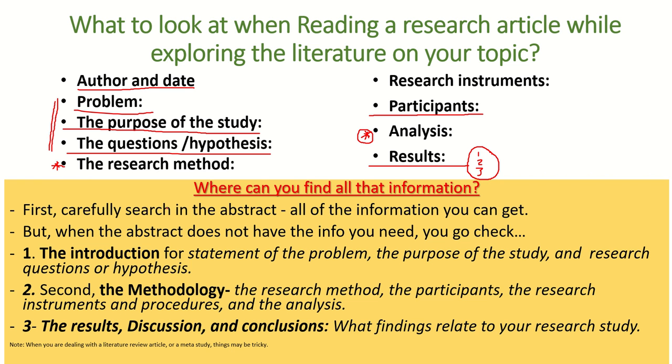First, you carefully read the abstract and see what information you can get from all of the above. But then, if the abstract doesn't have the information, what would you do? Then, in the articles, you have an introduction section. You're going to find the statement of the problem: what the problem is, the purpose of the study, and the research questions and hypotheses. This is in the introduction you find them. If you don't find them in the abstract, then you go to the introduction.